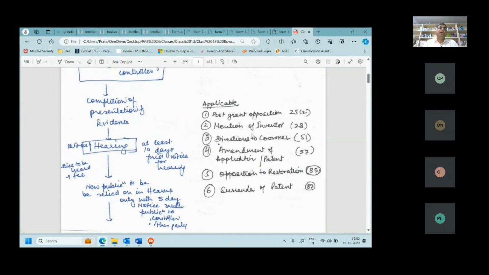Now, we are saying that this is applicable to post-grant opposition 25(2). When we are requesting under section 28, mention of inventor, this is applicable. If we are giving directions to a co-owner under 51, it is applicable. Amendment of application and patent being opposed under section 57, this will be applicable. Opposition to restoration under section 85, it will be applicable. Surrender of patent, 87, this is applicable. Okay, fine.